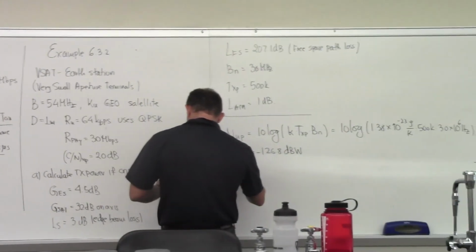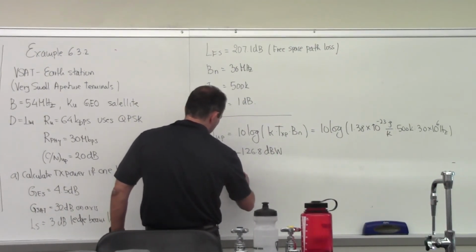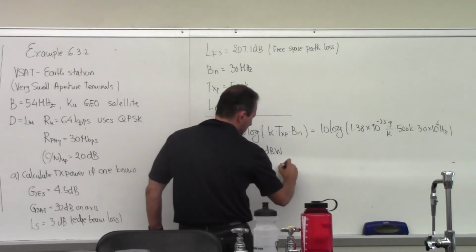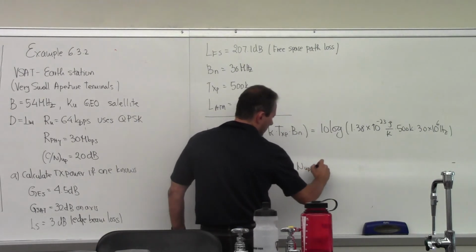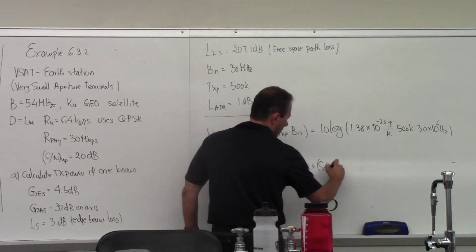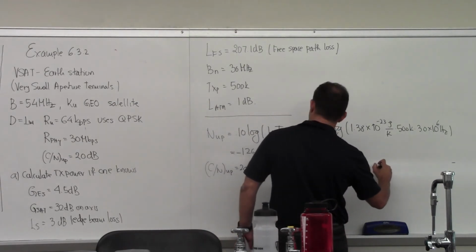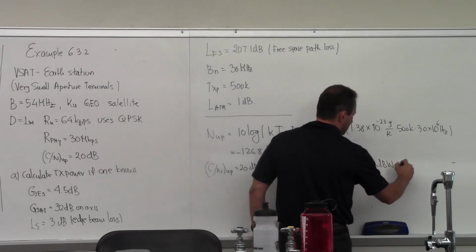If I have the C to N of 20 dB, then I can calculate C. C on the uplink is going to be the noise on the uplink plus C to N on the uplink. So in our case, this is minus 126.8 dBW plus 20 dB.